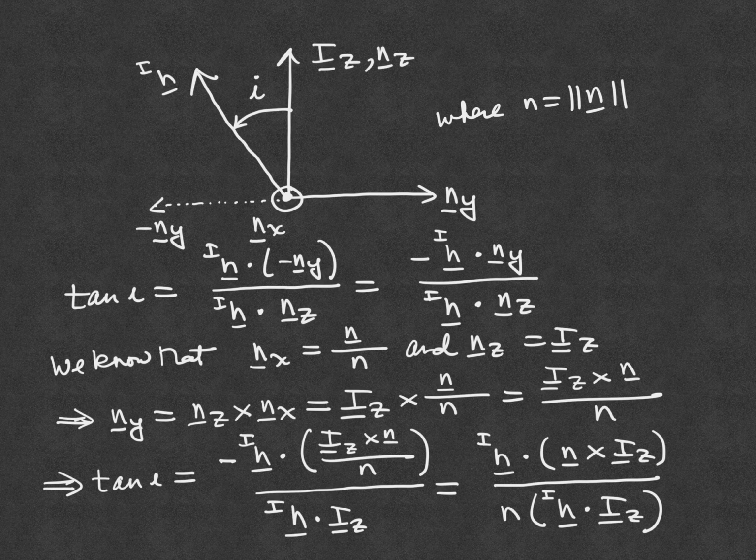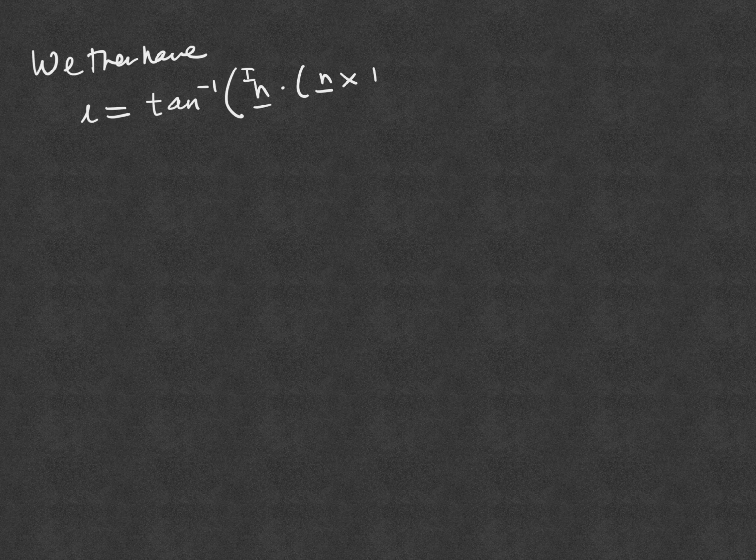Now I can take that result and put it on the next page to compute the orbital inclination. So we then have that the inclination is equal to the inverse tangent of, and this is the four-quadrant inverse tangent again, hi dotted with n crossed with iz in the first argument, and in the second argument, n times hi dotted with iz.